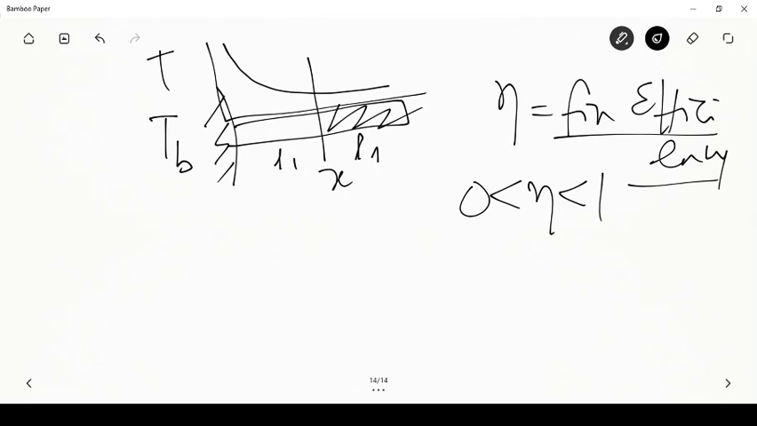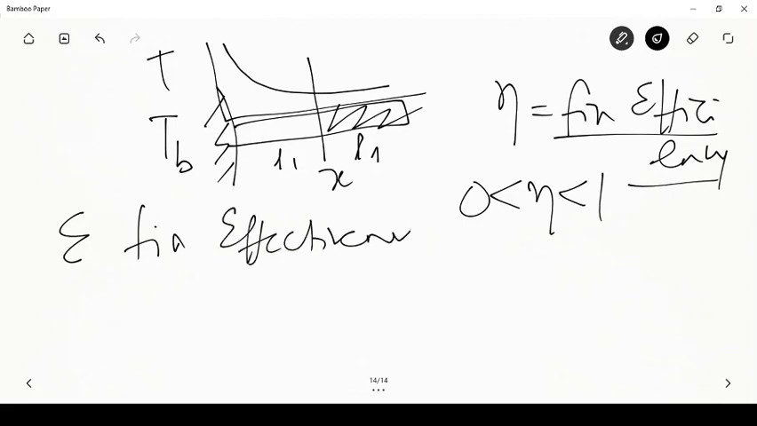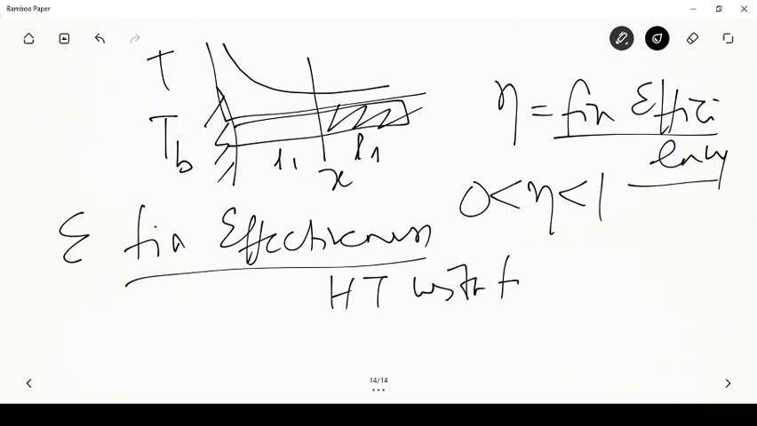There is another term called fin effectiveness. Fin effectiveness is the factor by which the heat transfer is enhanced by the presence of the fin. So it is the heat transfer with the fin divided by the heat transfer without the fin, for the same configuration and the same base temperature.